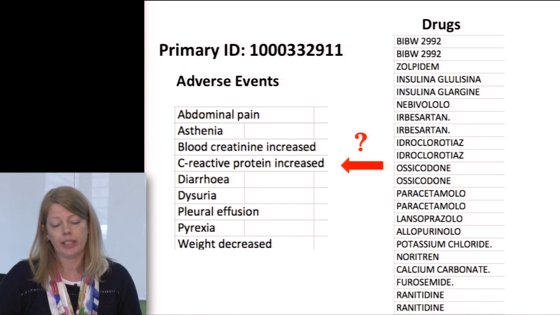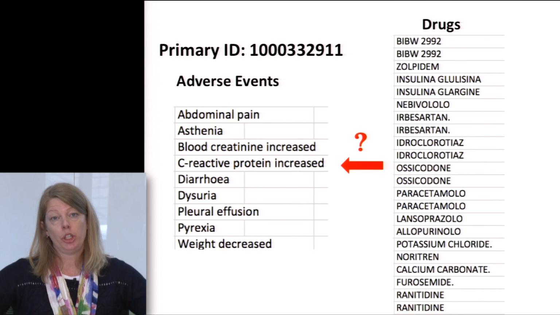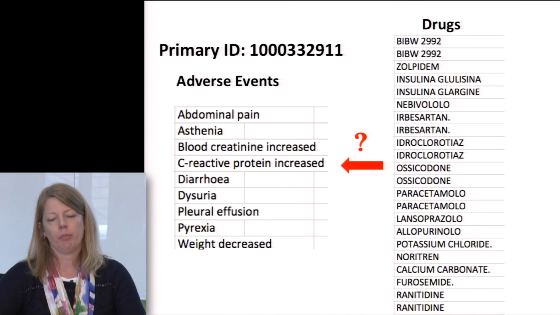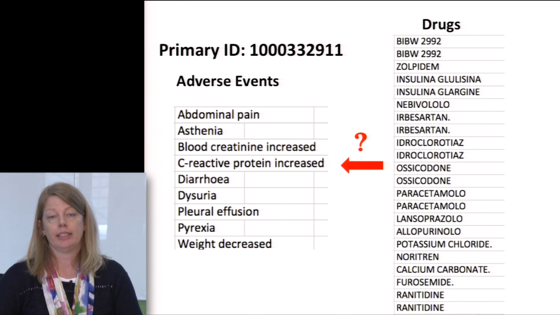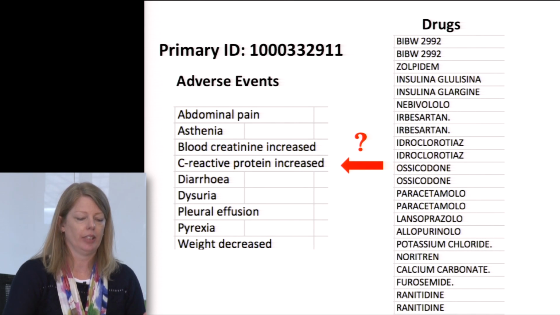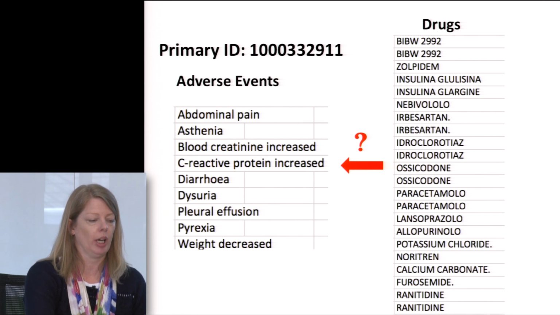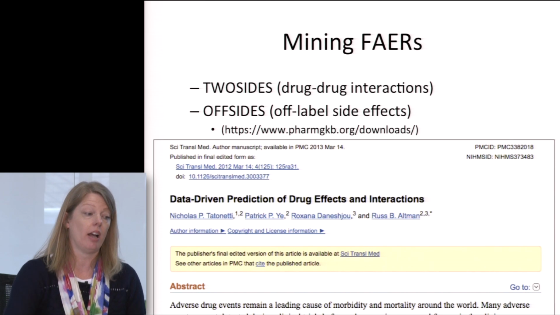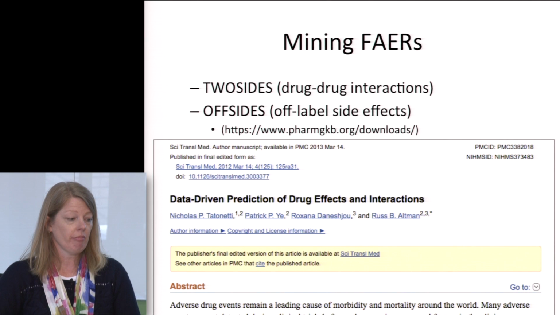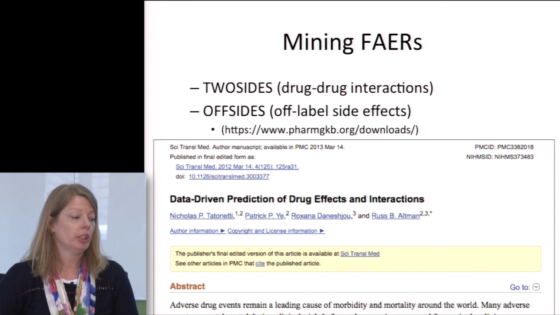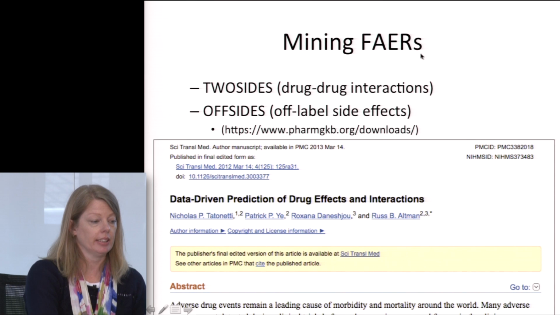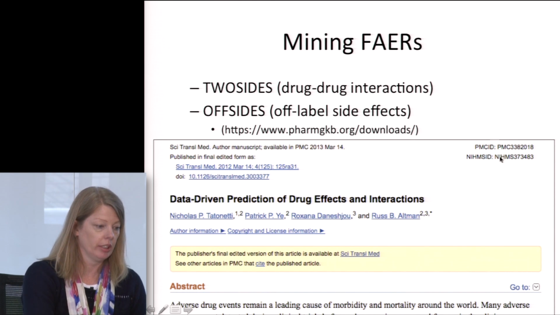So again, the value is being able to look at a huge group of data and manipulate the data programmatically to try to find similarities. And this is a daunting prospect, but it has been done. An example is the work done by Tatonetti et al., which produced a couple of databases from the FAERS data. You can access these on PharmGKB if you want to look at this in more detail.